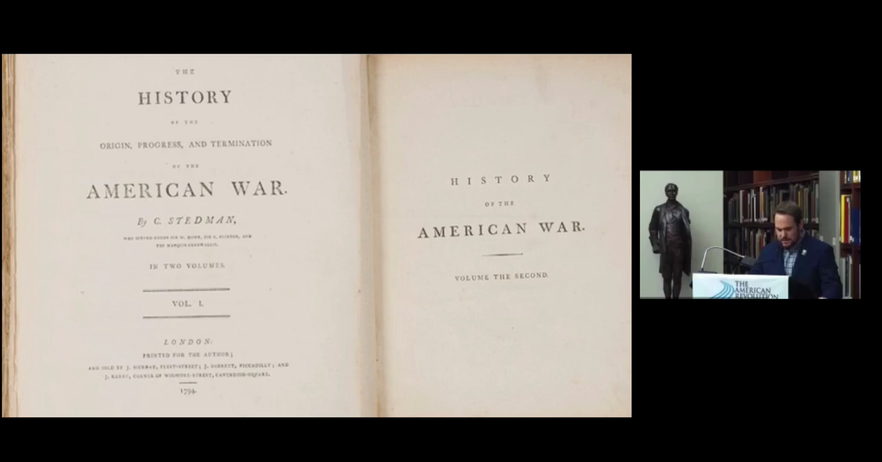From there, Stedman gives a detailed account of the war throughout approximately 800 pages within the 2 volumes before concluding with the signing of the Treaty of Paris in 1783, along with his own personal reflections on the war in the 2nd volume. Also included within both volumes are several battle maps that were specifically produced for this publication by the well-known British cartographer William Faden.